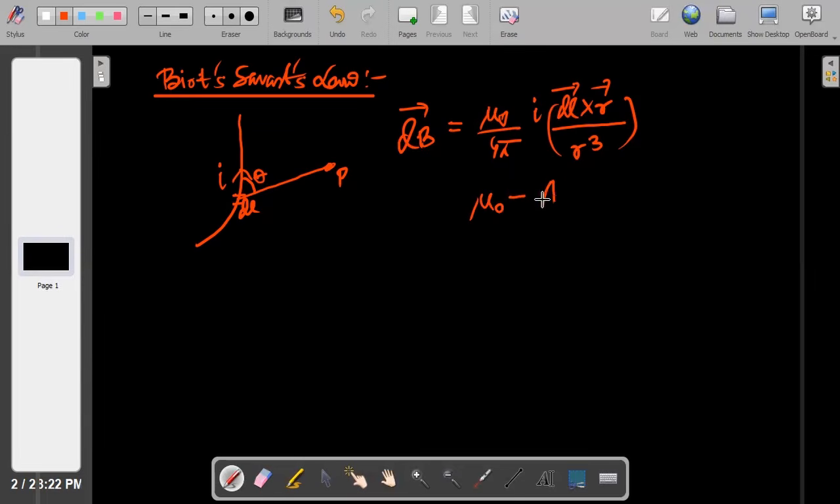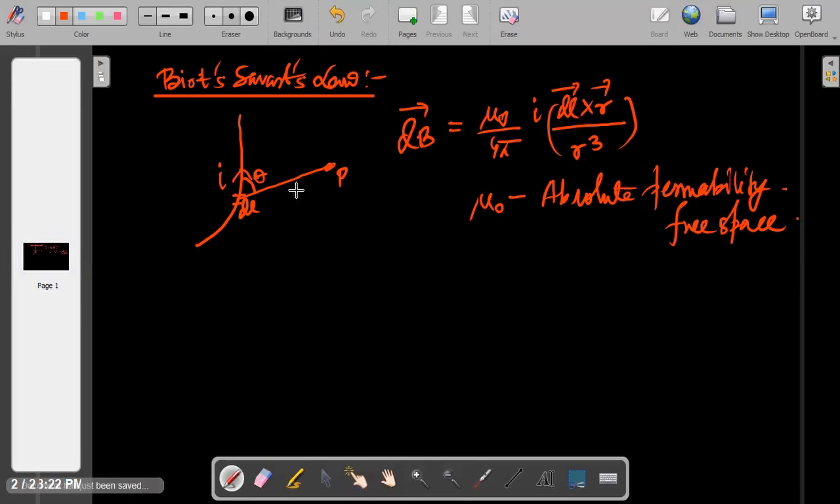Mu naught is the absolute permeability in free space. Just we are doing a quick revision, right? I, and this distance is r, right? So this is the vector form.